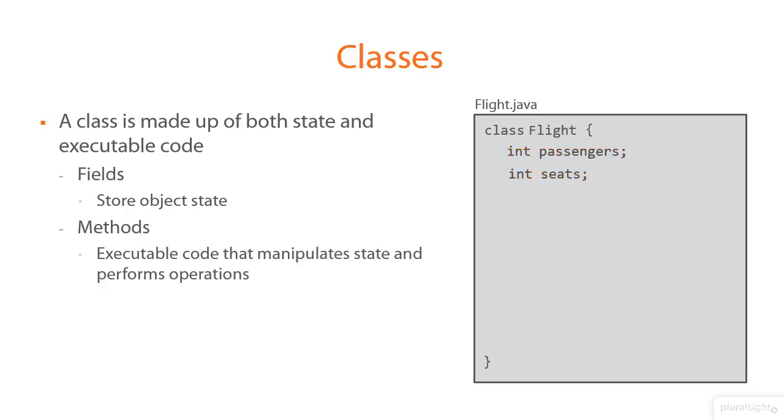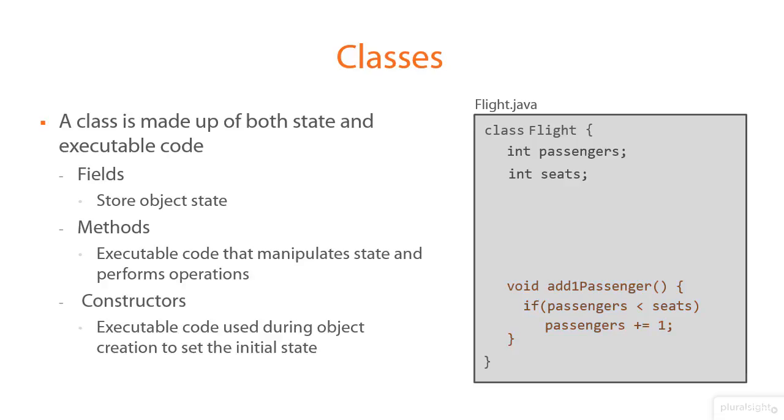Classes also have methods, right? This is the executable code that's going to manipulate the state and perform any operations. In this case, our class has a method called add1Passenger, and basically when someone calls that, it makes sure that there's enough seats available, and as long as there is, it goes ahead and adds another passenger.